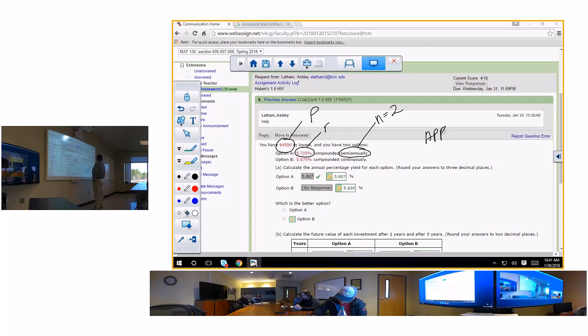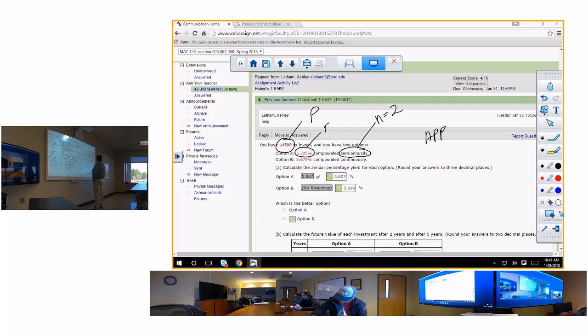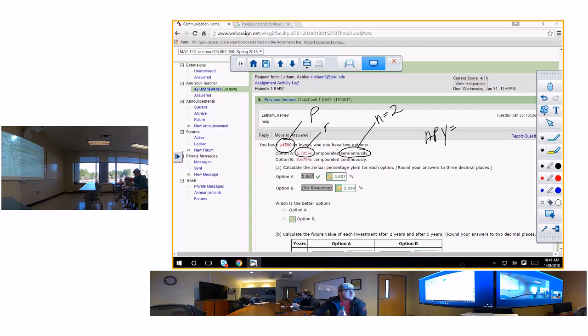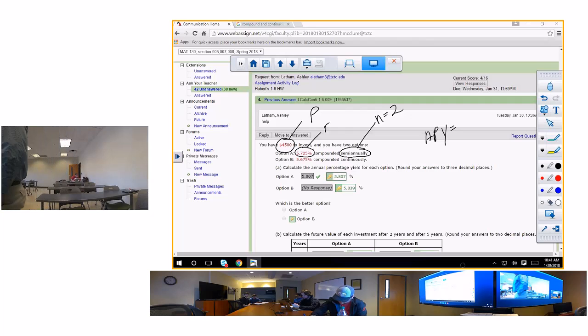Annual percentage yield is APY. Has anybody got that formula handy? It's real short. What is it? Anybody got it handy? Somebody Google it right quick. It's just a simple formula. New minus old over old. This question is really out of place.